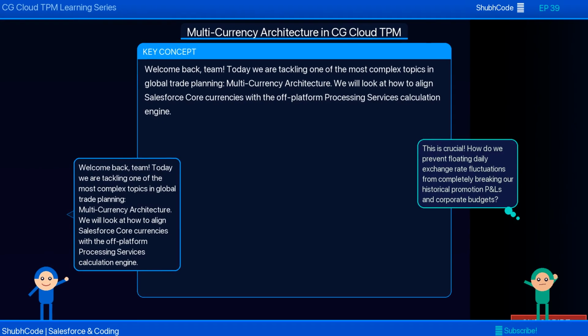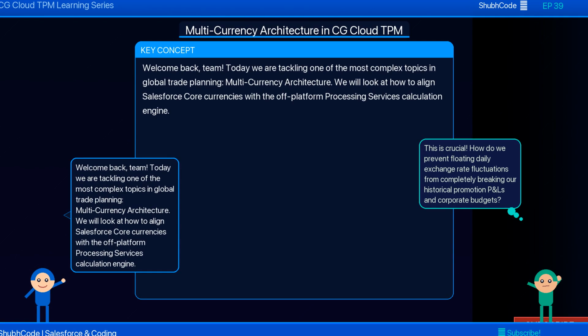Let me explain this simply. Welcome back, team. Today we are tackling one of the most complex topics in global trade planning, multi-currency architecture. We will look at how to align Salesforce Core currencies with the off-platform processing services calculation engine. This is crucial. How do we prevent floating daily exchange rate fluctuations from completely breaking our historical promotion P&Ls and corporate budgets?